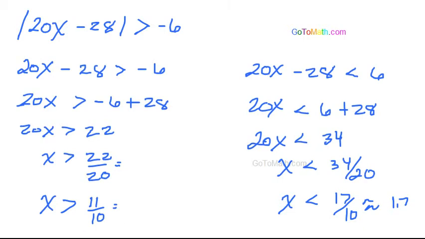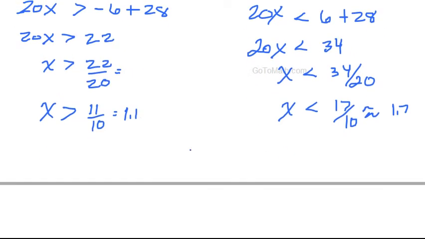Right, 1.1 kind of just helps us see where we're at on the number line a little better, I think. So we're going to scribble out our number line here, and let's look at this one here. X is less than 1.7.